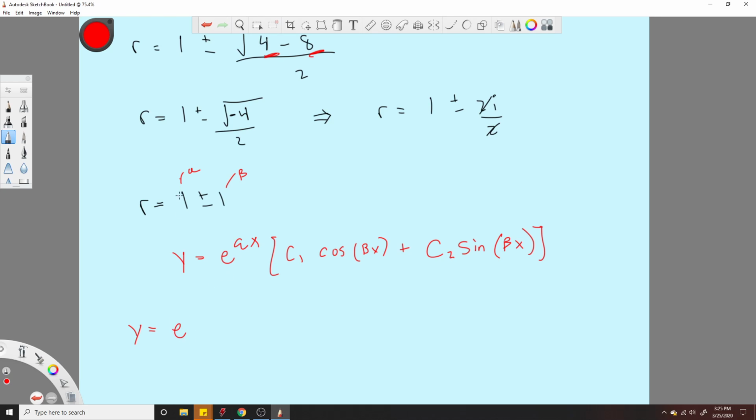So e to the alpha x is e to the 1 times x, which is just e to the x. c1 cosine of beta x. Beta is 1 here, so that'll just be cosine x. Plus c2 sine of beta x. Beta is 1, so that'll be just sine of 1 times x. And that's your general solution to that diffy q.